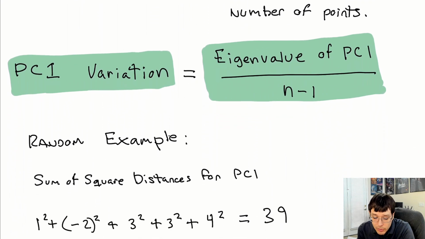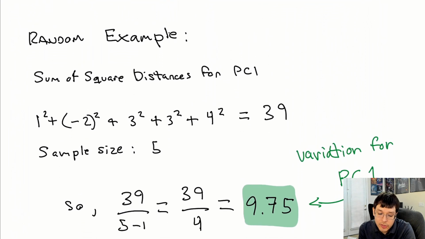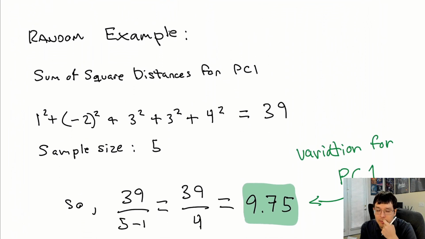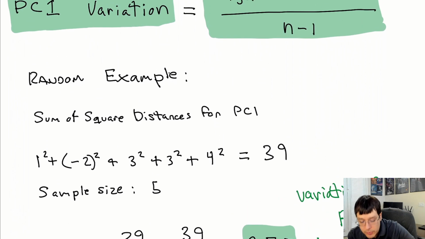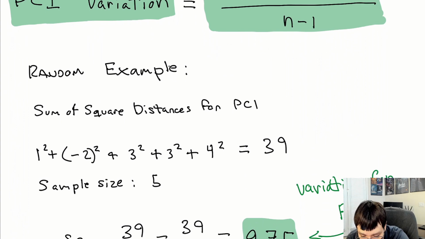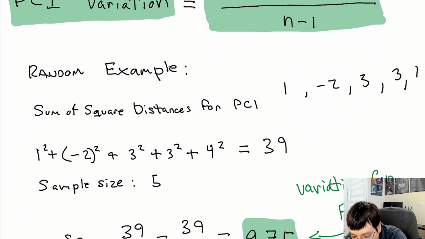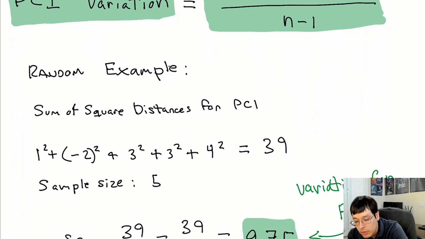Okay, so here's a random example. These numbers I just came up with. I try to come up with numbers that would make the math easy. Suppose that this is your eigenvalue. The distances, d1 would be 1, d2 would be -2, d3 would be 3, d4 would be 3, and d5 would be 4. To compute the eigenvalue from this, I have to square all these together and sum them, right? So that's what I have here.